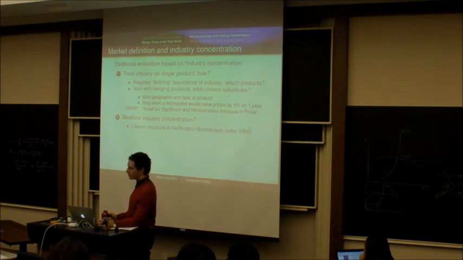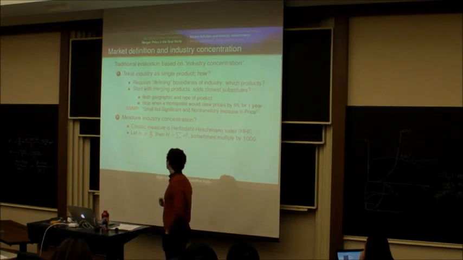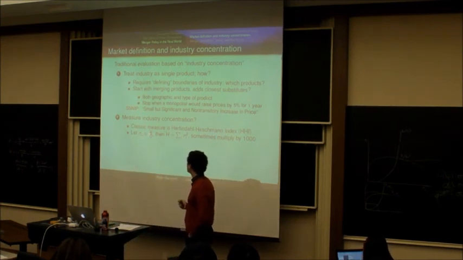There's this thing called the Herfindahl-Hirschman Index, or HHI. And what is that? Well, let the firm i's share of the industry, little q_i over capital Q, be sigma_i. Then the HHI is the sum of the squares of the firms' shares in the industry.